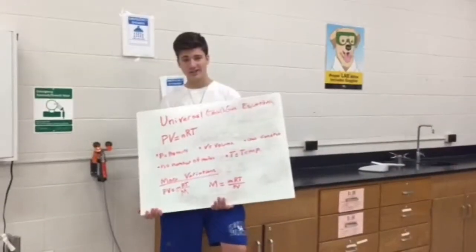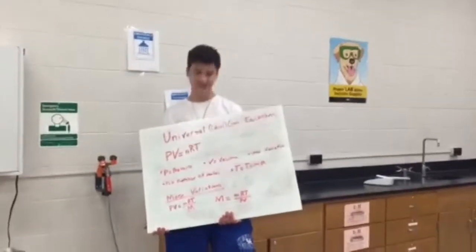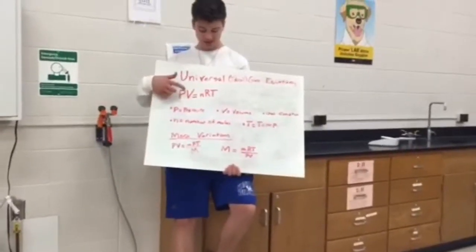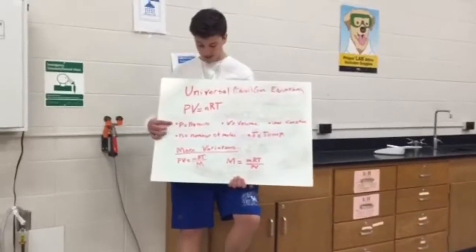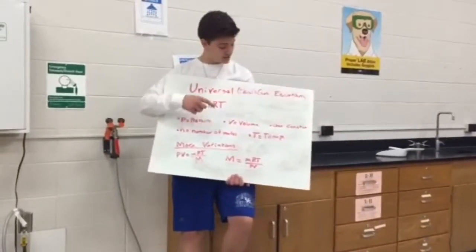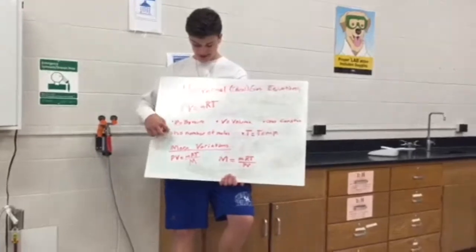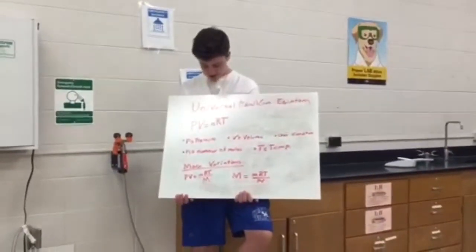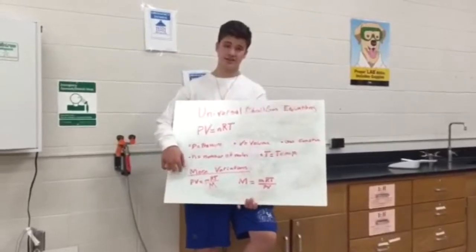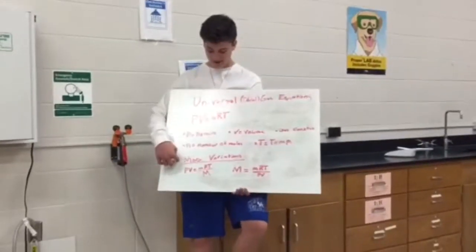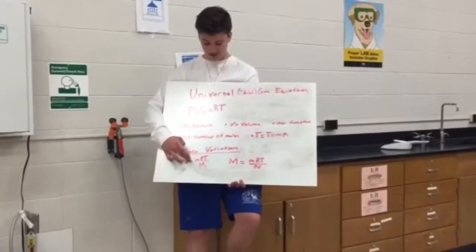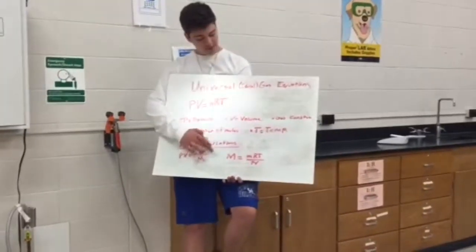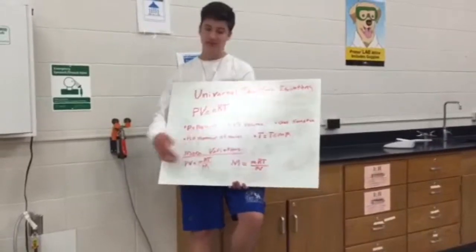I'm here to talk to you guys about the universal ideal gas law. The equation for this is PV equals nRT. P is pressure, V is volume, n equals number of moles, and T equals temperature. And there are other variations of the gas law, such as PV equals mRT over M, or M equals mRT over PV.